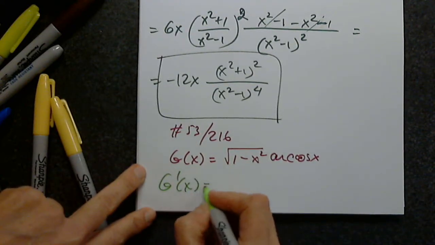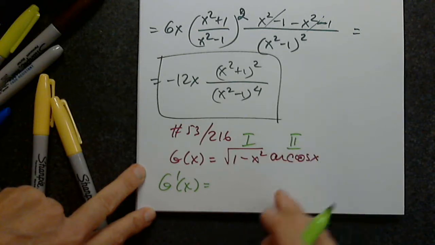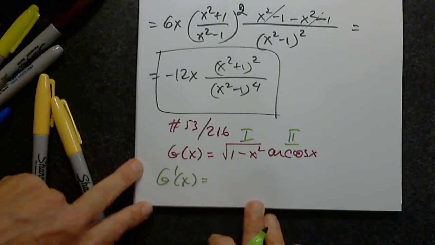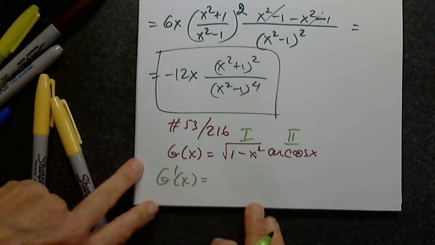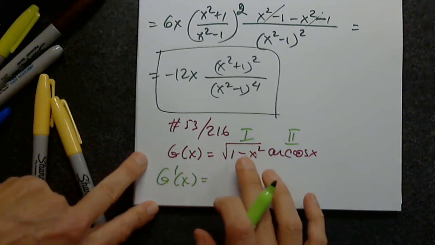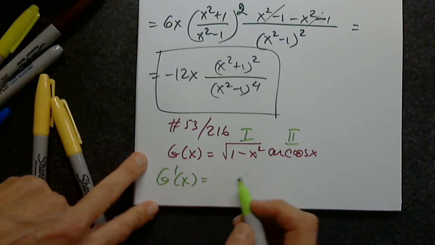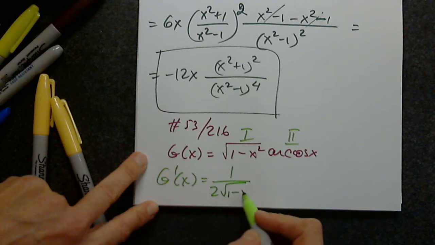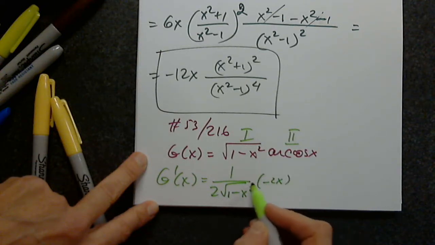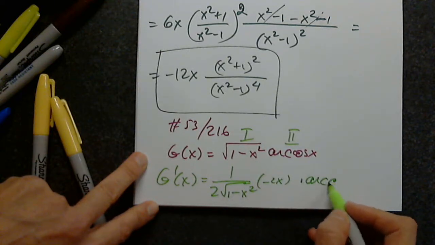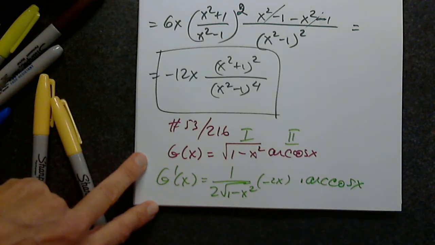G prime, first and second. So I have to use the product rule. This is what I thought, but that's okay. So the first prime is 1 over 2 times the square root of 1 minus x squared, times negative 2x, times arc cosine x.